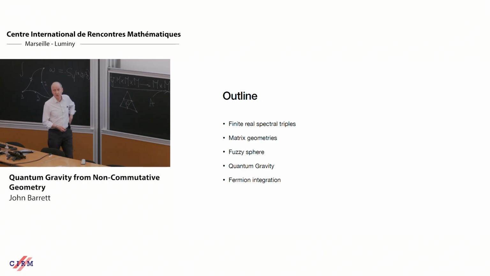So, rough outline, I want to talk about finite real spectral triples, which is the technical gadget. And particular examples are called matrix geometries. And there's a little interlude in the middle where I talk about the fuzzy sphere as an example, and the difference between trivial and non-trivial bundles. And then finally, I get to describing quantum gravity. So it's not just one geometry, but some kind of sum over geometries. And as part of that, I'm going to talk about the Fermion integration at the end.